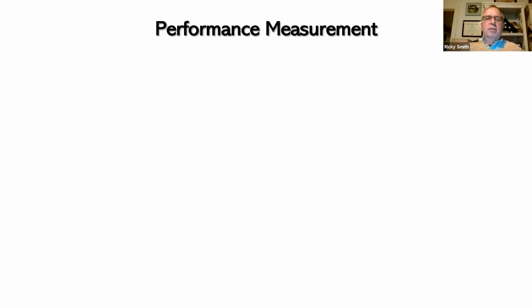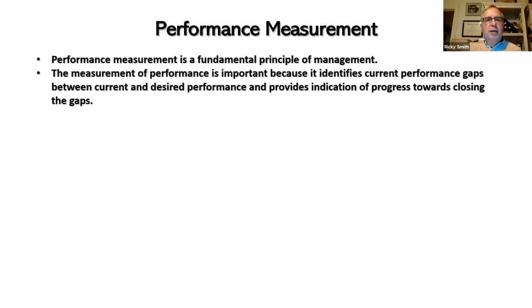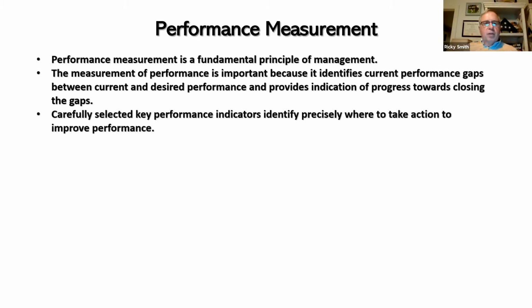So let's talk about one type of measurement, performance metrics. Performance measurement is a fundamental principle of management. It's important because it identifies the gap between current and desired performance and provides an indication of progress as we move towards closing that gap. We must carefully select key performance indicators that identify precisely where to take action to improve performance. I'll give you an example. If one of our KPIs was emergency labor hours, I like to know what that is because it tells me a lot.